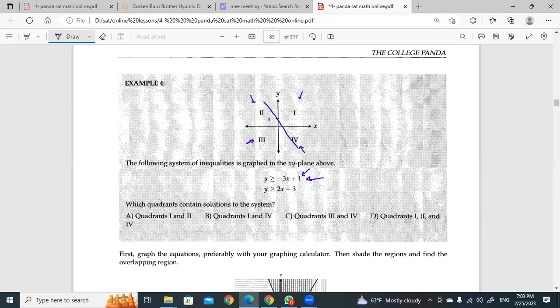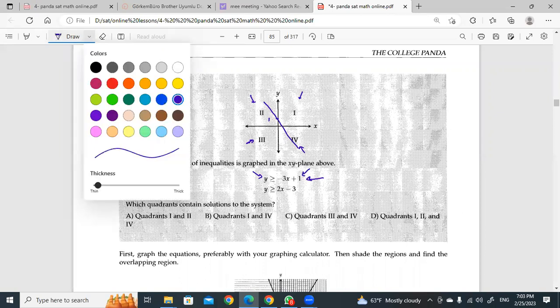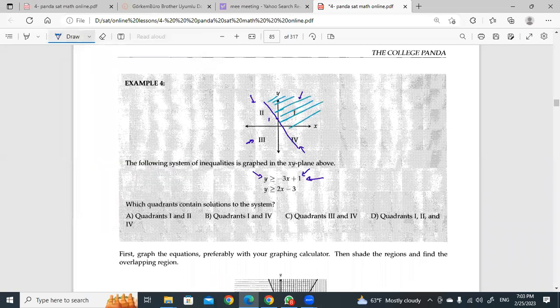Okay? And what is the meaning of y is greater than? Y is greater than means what? Above the line. Yeah, I will target the region above this line. So all the region above this line will apply with me. Okay, I finished the first line.